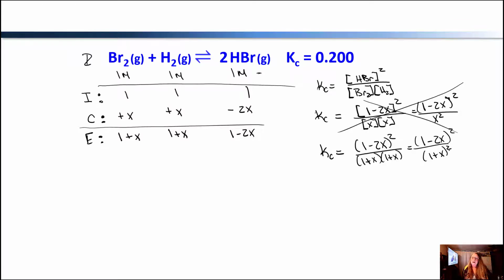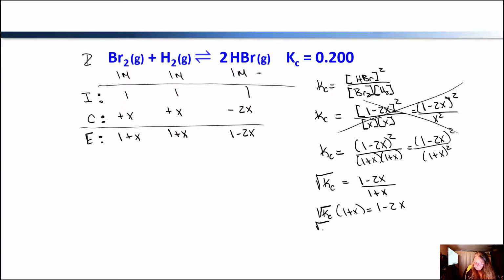So the same trick applies here that applied to what we did when we first looked at rice tables. And that trick says, if I take the square root of both sides, I make that ugly square go away, and I don't have polynomials everywhere. So I'm not going to end up doing a quadratic equation. So I have the square root of Kc is going to equal 1 minus 2x divided by 1 plus x, or the square root of Kc times 1 plus x equals 1 minus 2x. Remember, the name of the game is to get x all by itself.